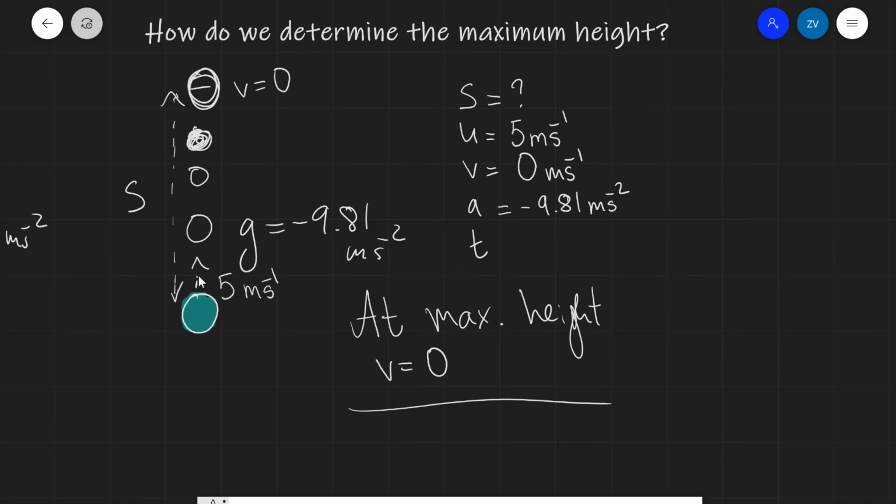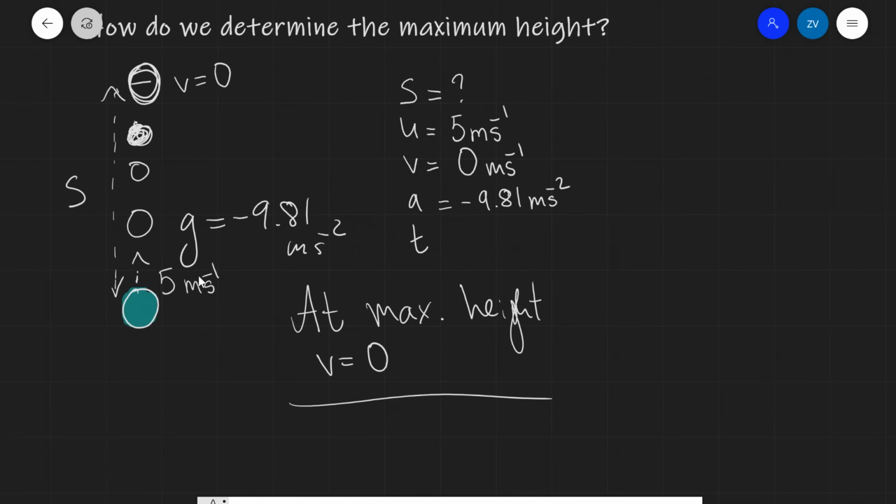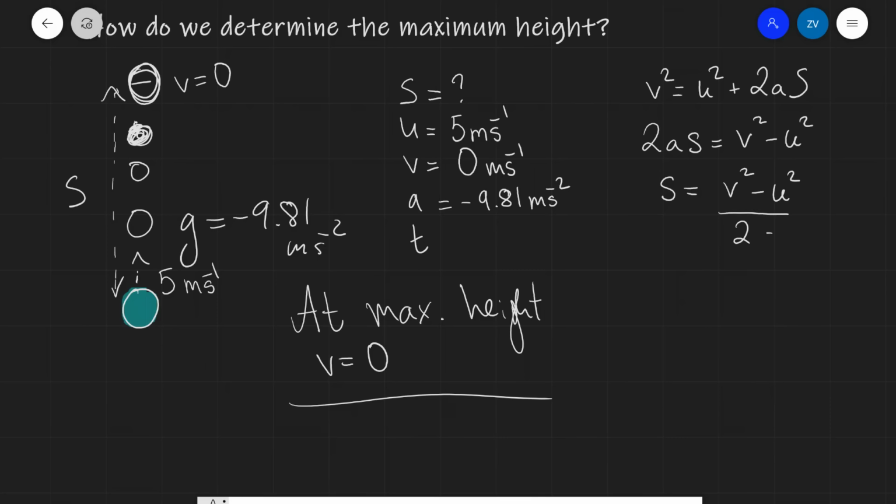Okay, we can actually use these SUVAT equations to determine the maximum height. I'm going to pick this equation, v squared is equal to u squared plus 2as. And I'm also going to rearrange that in a series of steps for s, the displacement. So 2as will be equal to v squared take away u squared. So our displacement s will be equal to v squared minus u squared over 2a.